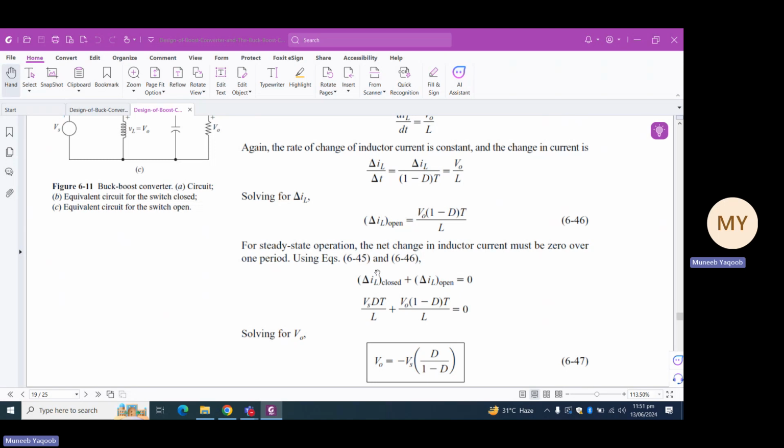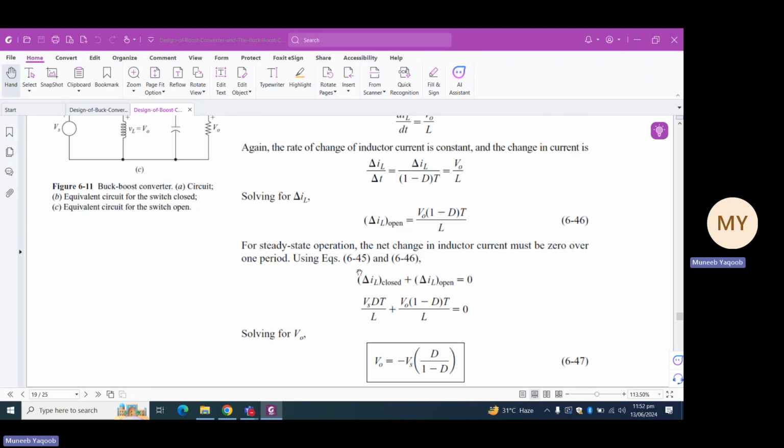If we analyze this equation, one thing is crystal clear: the output voltage is of opposite polarity to the input voltage. But how can we prove that this expression can step down the voltage and step up the voltage as well?